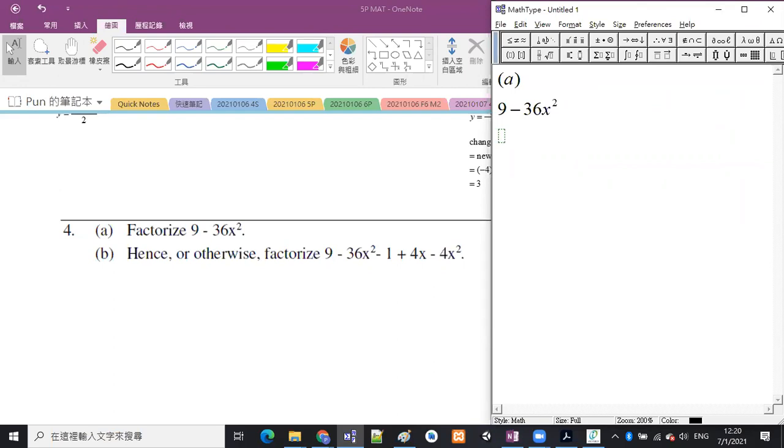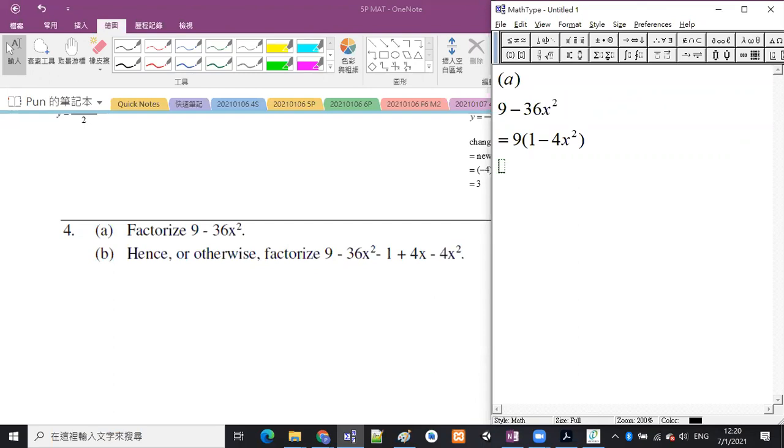Check whether there is a common factor at your very first step. If there is a common factor, you take out the common factor first. Otherwise, you will have some trouble in your later calculations. In this case, we have 9 minus 36x squared, and I can see that there is a common factor between 9 and 36, and the common factor is 9, right? Then I take out the common factor first. It's 1 minus 4x squared.